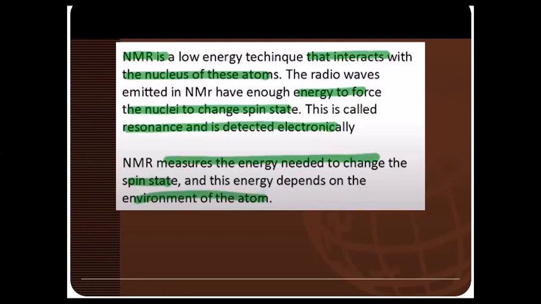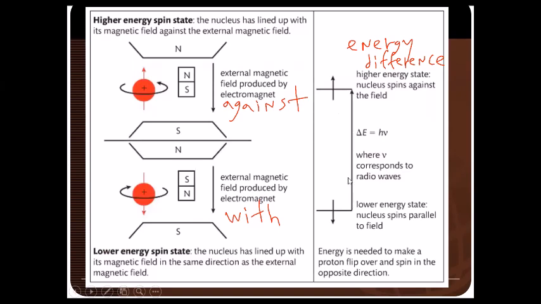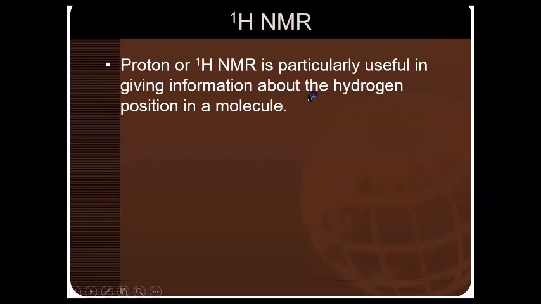Anyway, NMR is a very low energy technique that interacts with the nuclei of atoms. There is enough energy in the radio waves to change the spin state of the nuclei, and that is the energy that is determined. We look at the energy required to flip that spin state, and that depends on the environment of the atom.